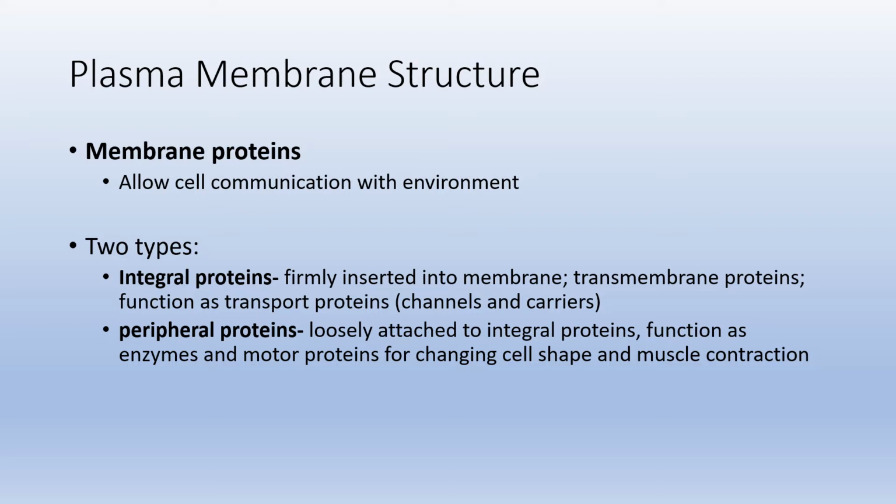Those integral proteins will serve as transport proteins, also known as channels or carriers. Those are the ones that we will see serve as gates or doors to allow for the cell to communicate with the external environment. The other type of protein is known as a peripheral protein, and as its name suggests, will be located along the periphery. So usually peripheral proteins are not transmembrane proteins. They are simply found hanging off of the outside or attached to the inside.